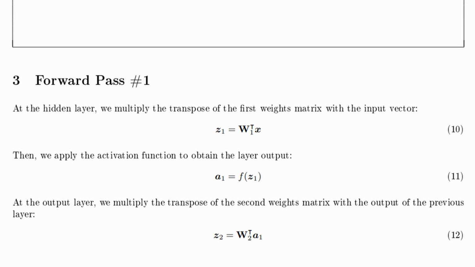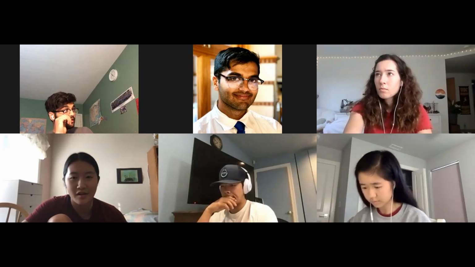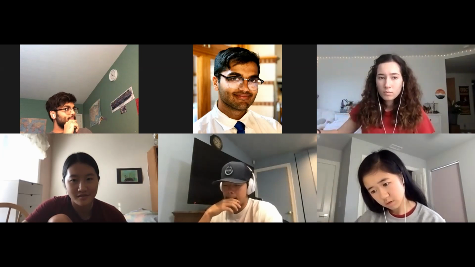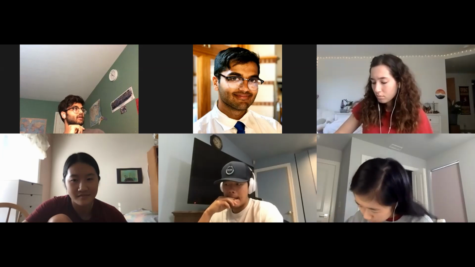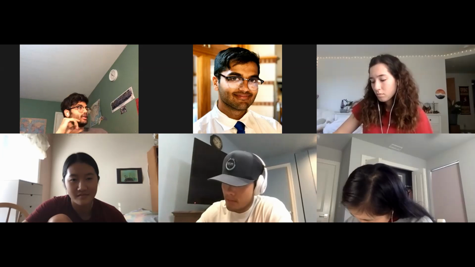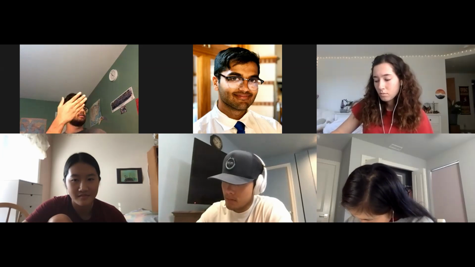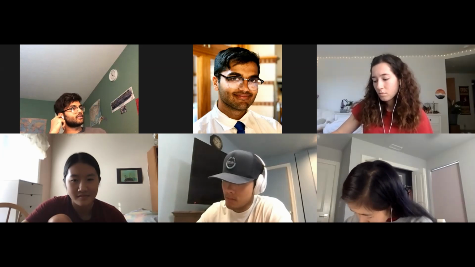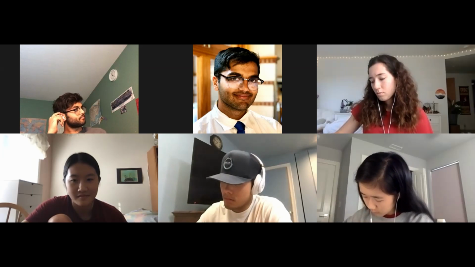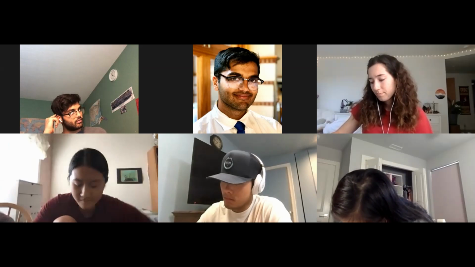Okay, forward pass. So at the hidden layer, we multiply the transpose of the first weights matrix with the input vector. Someone remind me what the transpose is. What is the transpose of a matrix? You flip the column and row. Yeah, you can think of it as a reflection over the diagonal. Not rotating, that's wrong, but reflection. The ith row becomes the ith column and vice versa.